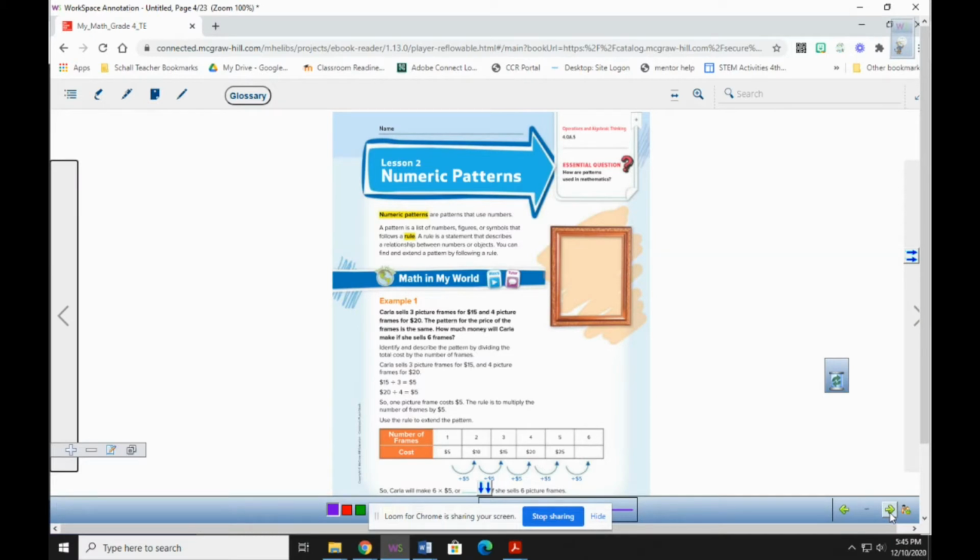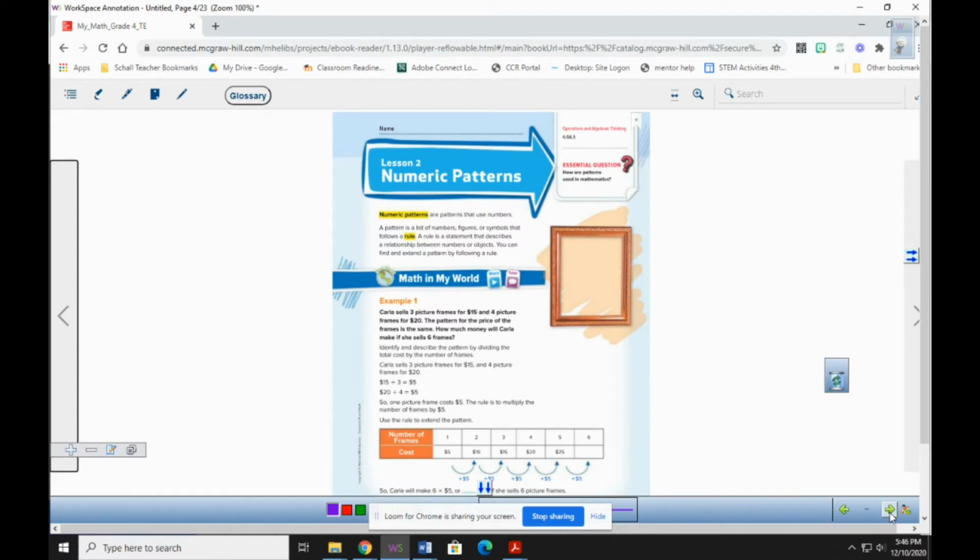Carla sells 3 picture frames for $15, 4 picture frames for $20. 15 divided by 3 equals 5. 20 divided by 4 equals 5. So 1 picture frame costs $5. Our rule is to multiply the number of frames by $5.